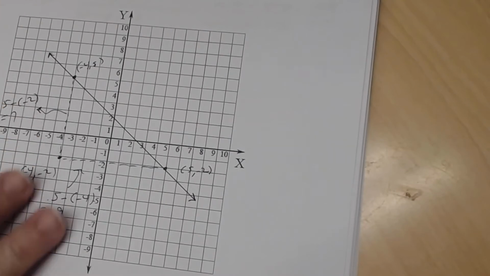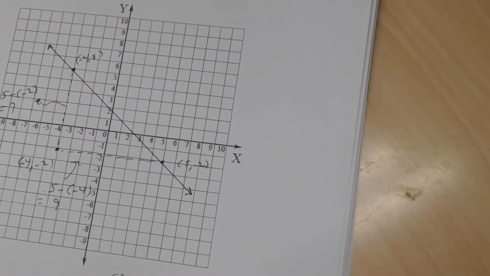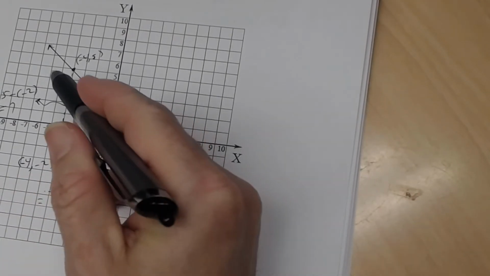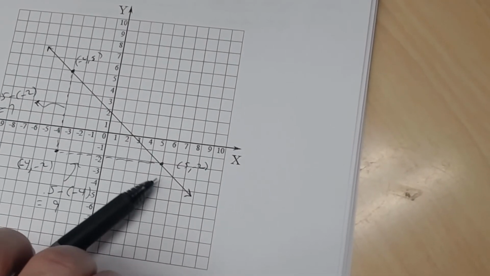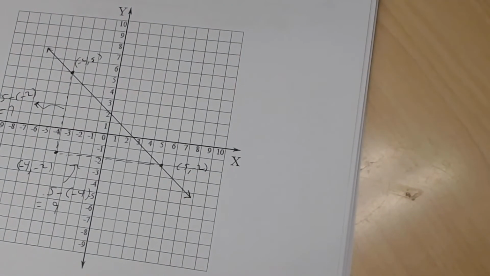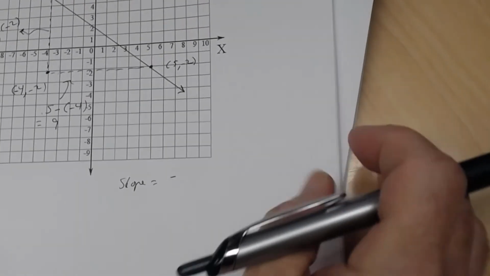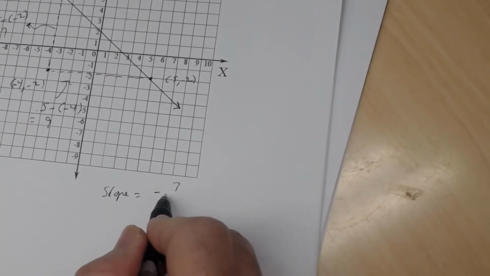But remember, you have to be careful when using this idea, because what some of you are going to say is that the slope will be 7 over 9. But it's not 7 over 9, because remember, this line falls. So it has to be negative. The slope is negative. So you say negative, and then you say 7 divided by 9.